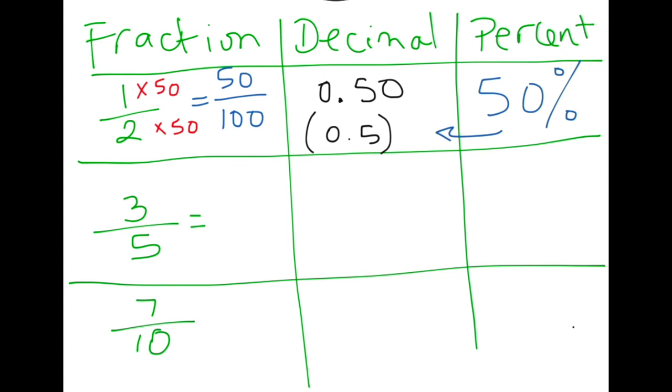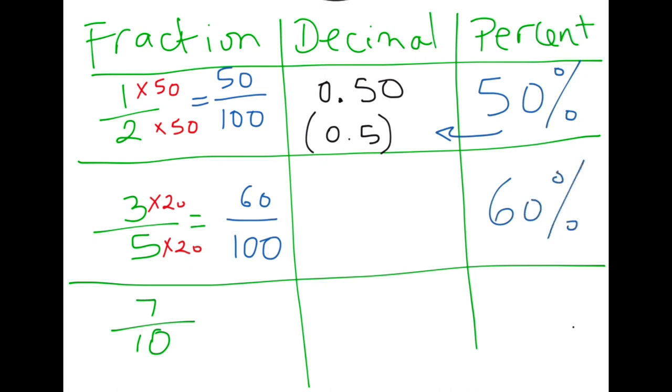So let's try again over here. So I want to write the same fraction, making sure I have 100 here as my denominator. I know I have to multiply by 20 because 5 times 20 is 100. I do the same thing here, times 20. 3 times 20 is 60. So I know I have 60%. And then from the percentage, I know I will have 0.60 or 0.6.